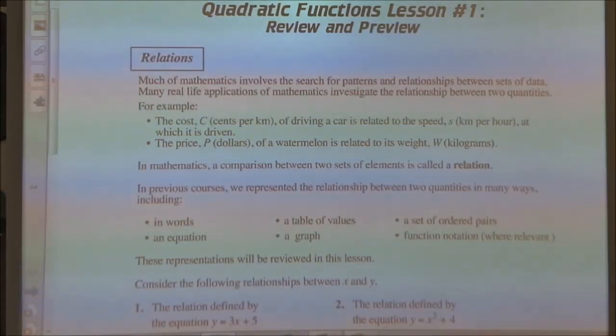For example, the cost in cents per kilometer of driving a car is related to the speed at which the car is driven. So there is a sweet point at which if you keep your speed at this amount, it'll cost you the least amount of money to drive it. And then from there you can weigh the pros and the cons: if I drive faster, it's costing me more money, but I am getting there in less time, if that's what your choice is.